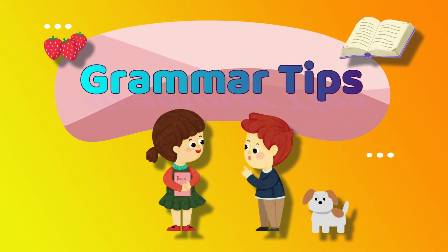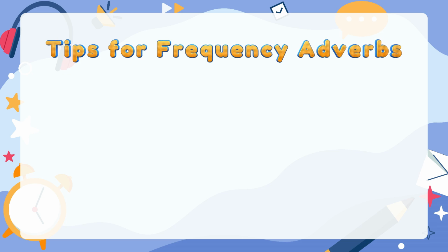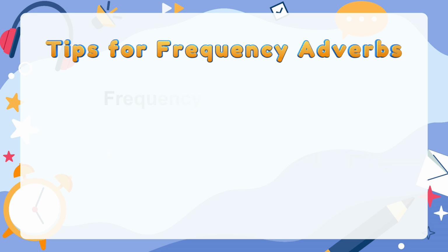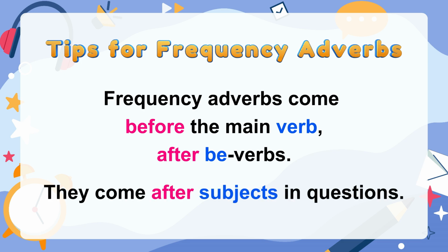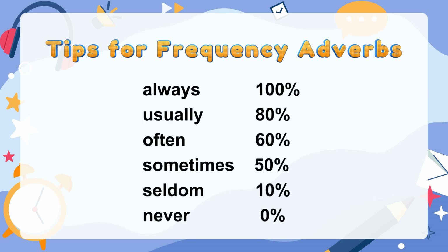Grammar tips. Tips for frequency adverbs. Frequency adverbs say how often someone does something. Frequency adverbs come before the main verb and after be verbs. They come after subjects in questions. Here are some frequency adverbs.